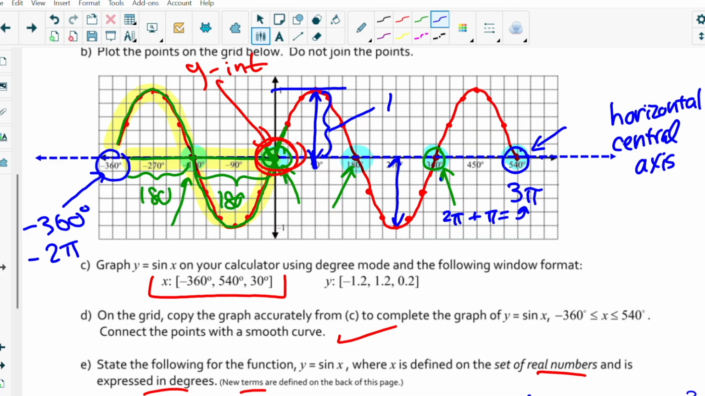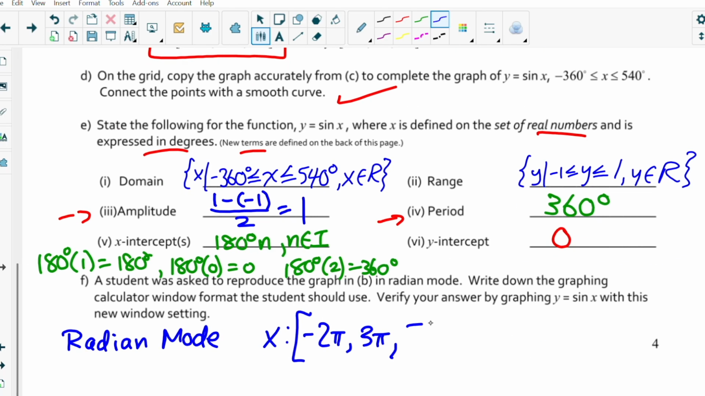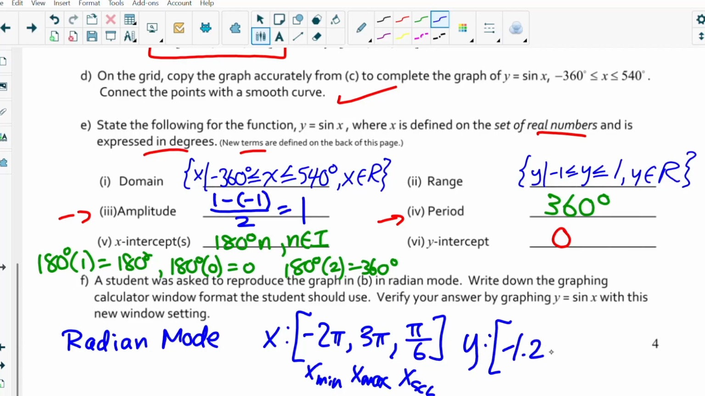So if I just show you here, every tick mark here is 30 degrees. So what is that in terms of radians? Well, that's pi over 6. So this is x min, x max, and this is x scale. And then the y values. Y values is the same, negative 1.2, 1.2, and 0.2.